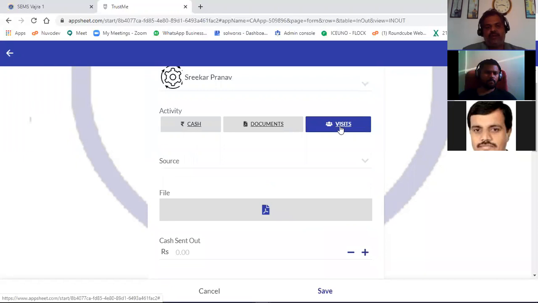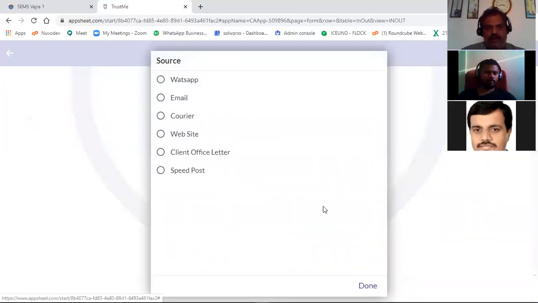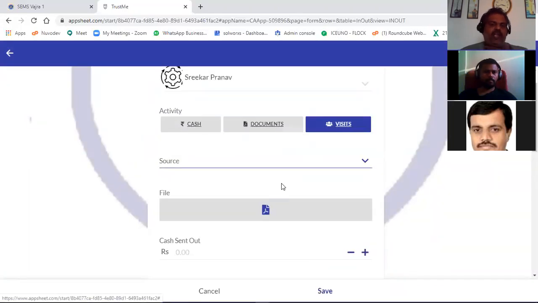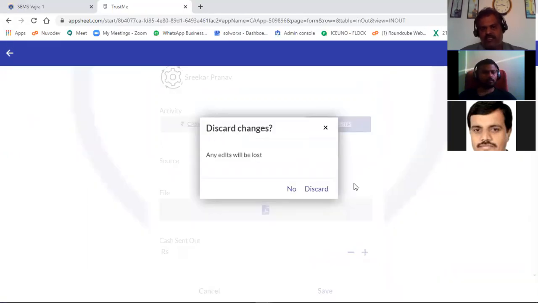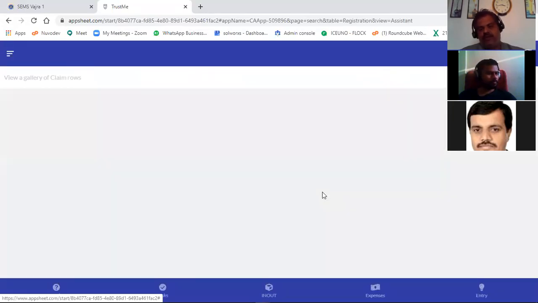Similarly, visits. Anyone who is visiting, that could be any person. I think this was wrong data. But typically, if it's a guest or a customer or anyone visiting the office, it can also be captured here and easily taken care of. So this is the way the cash movement, the documents, everything was managed and kept in time.